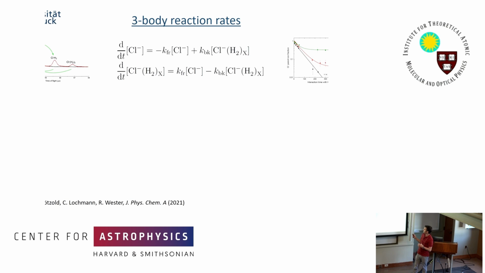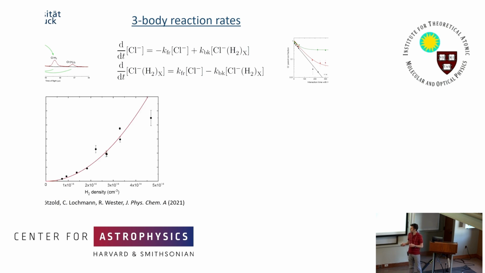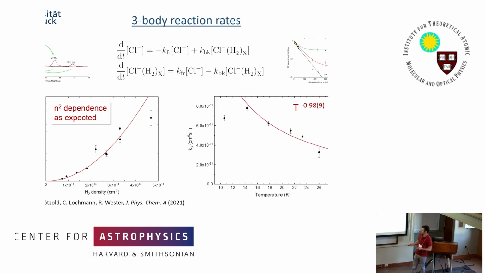We fit these points and then just look at our forward reaction rate versus H2 density. And then fitting a polynomial, we see this is proportional to, just has an n-squared dependence with a linear dependence being consistent with 0. So we say, okay, this is really a three-body reaction. We call this then K3 and repeat this for different temperatures, which is plotted here. So this is the three-body rate coefficient versus temperature. And this here fits to T^-1 quite well.